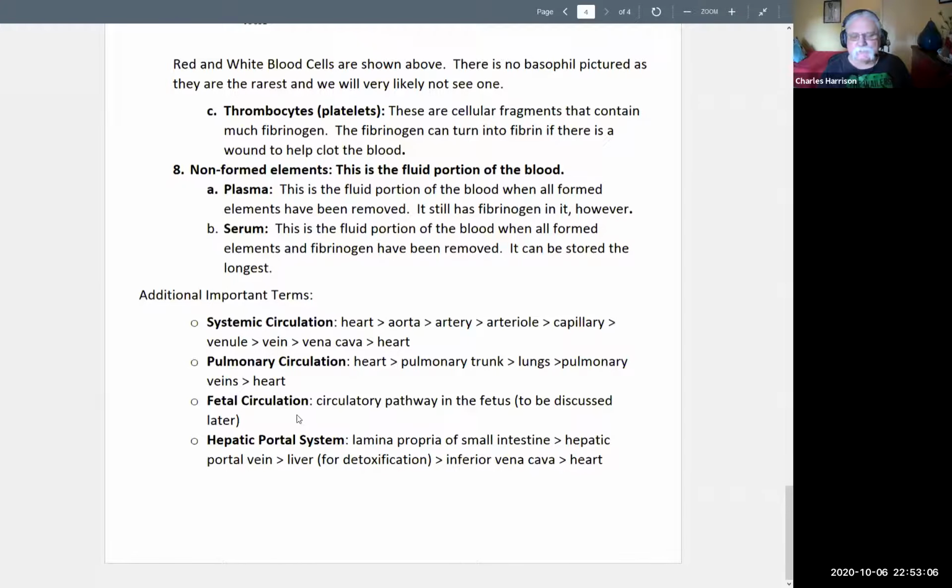Fetal circulation we'll be going over soon. Just a circulatory pathway in the fetus, which we have before we're born. The hepatic portal system, very important. The lamina propria of the small intestine is where we first exchange gases and nutrients. And then we go to the hepatic portal vein, and then to the liver, and then out through the vena cava, inferior vena cava, and back to the heart.